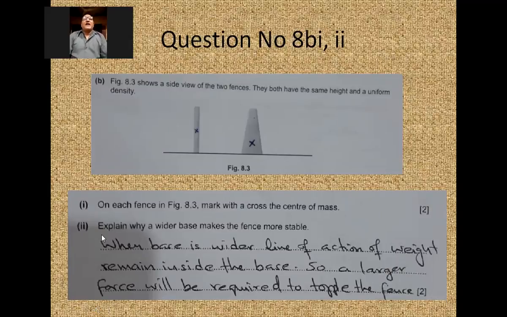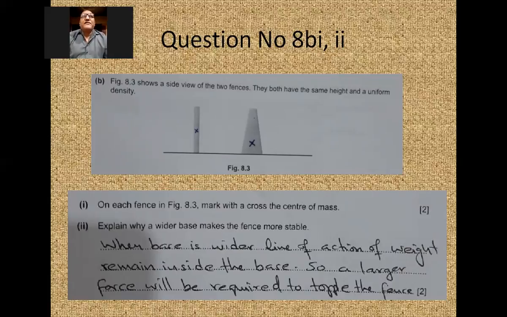Next part is explain why a wider base makes the fence more stable. You see, when the base is wider, the body becomes more stable. Why does the body become more stable? Because if the base is wider, the line of action of the weight always remains inside the base. If the base is wider, the line of action of the weight of that body most of the time will remain inside. When you disturb it, the line of action of the weight will remain inside the base. So the body will not topple.